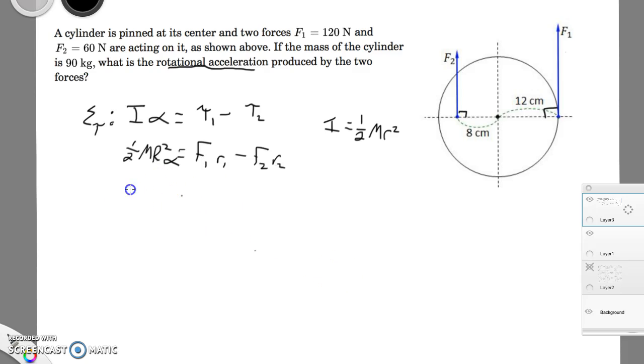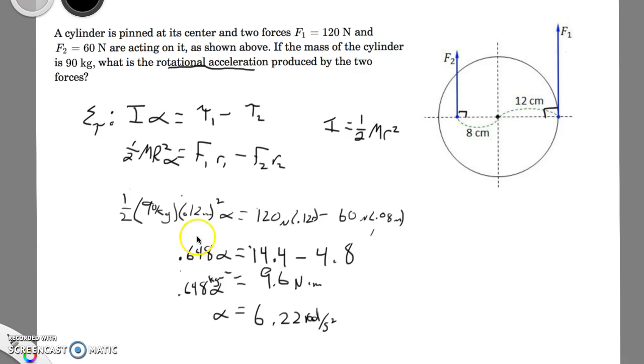Okay, so let's go ahead and do this. We'll substitute in values here. 1/2 mr squared for I, F1R1 for T1, F2R2 for T2. So 1/2 times 90 kilograms. The radius of the circle is 0.12 meters. We'll square that. We have alpha right there. Then over here, it's going to be 120 newtons times 0.12 meters minus 60 newtons times 0.08 meters.